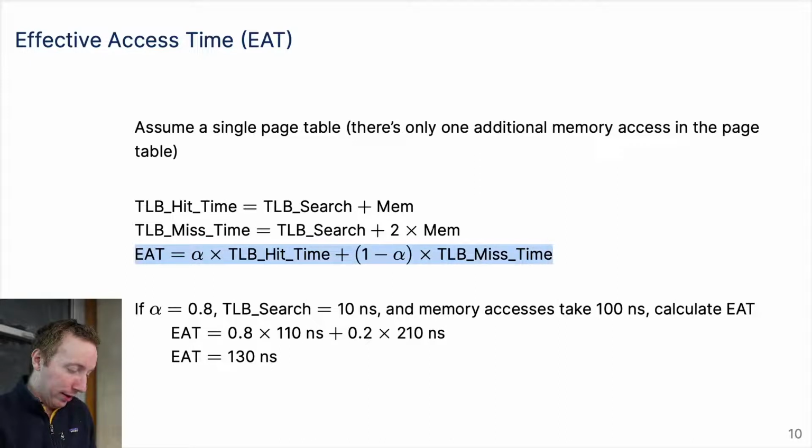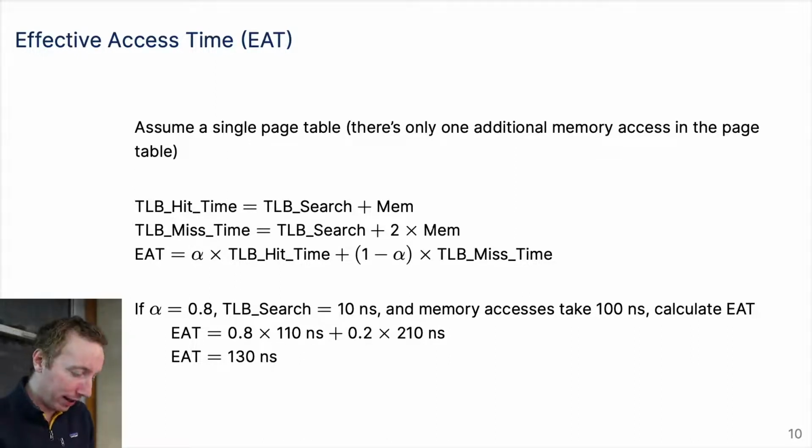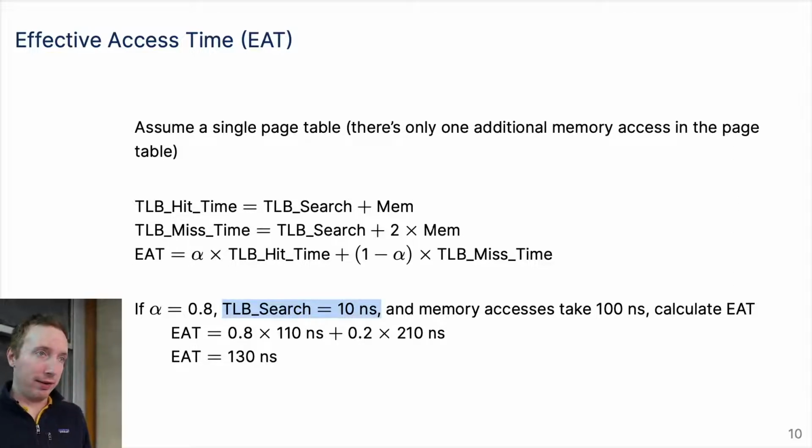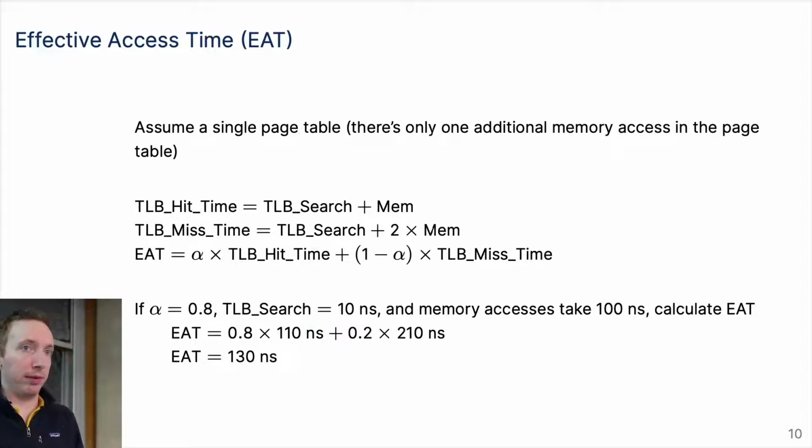So the effective access time would just be the hit ratio times how long it takes to resolve a hit, plus the miss ratio times how long it takes to resolve a miss. So some typical numbers, you'd have like an 80% hit rate, and maybe you take 10 nanoseconds to actually search your cache, and then by default memory accesses take 100 nanoseconds. Then if you calculate the effective access time, 80% of the time it would take 110 nanoseconds, so search time plus the original memory access.